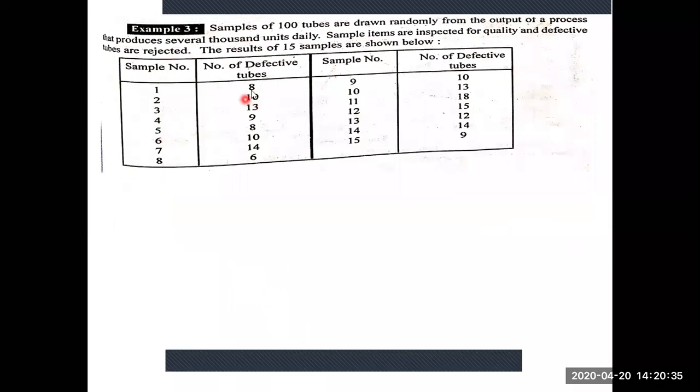So, sample number versus the number of defectives. Sample number he has given, number of defectives he has given. How many samples are there? Up to 8, 9, 10, so on to 15. Total 15 samples are there. In the first sample we have 8 defective bulbs. Similarly, the 15th sample has 9 defective bulbs.